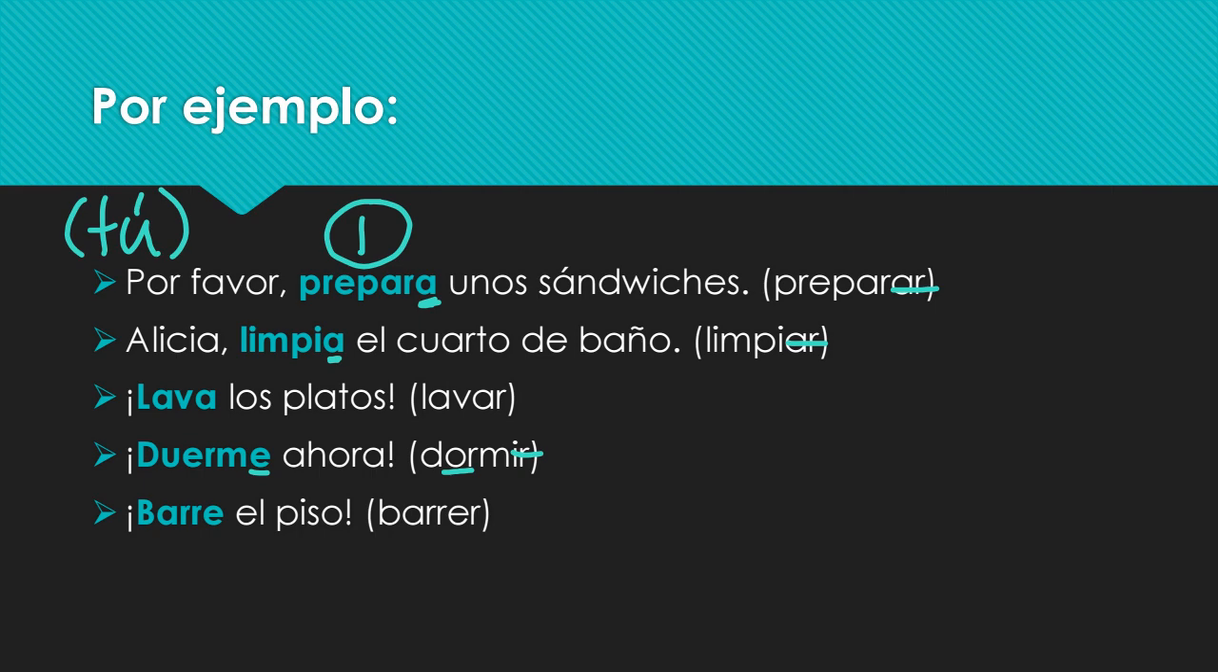Barre el piso, so sweep the floor. We take off the ER, we add our regular ending for the ella usted form of the verb in the present tense, and we come up with barre. Tú, barre el piso, sweep the floor. This is how you do it. Remember, it is only one step. It is really simple.